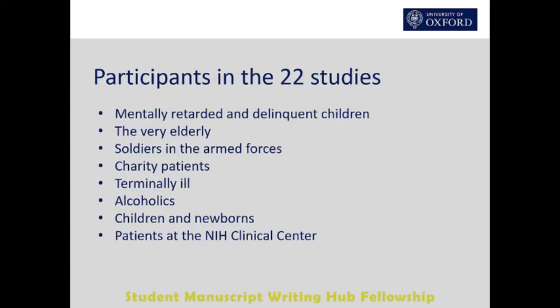What was he able to show? He showed that mentally retarded and delinquent children were still used for studies without consenting. And these are vulnerable people: the very elderly, soldiers in armies being conscripted into research because they can't say no to their top officials, people who are terminally ill, alcoholics, children, patients in NIH clinical centers. These are people that are vulnerable. If anything is demonstrated, you know that.